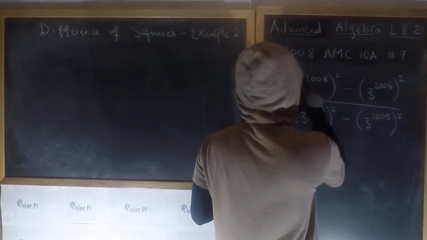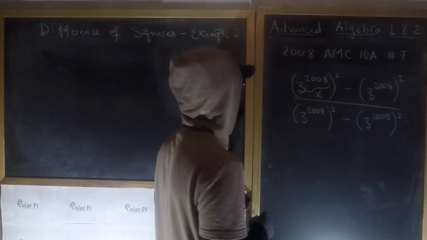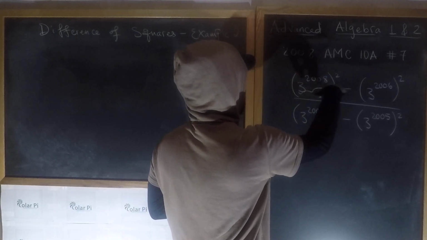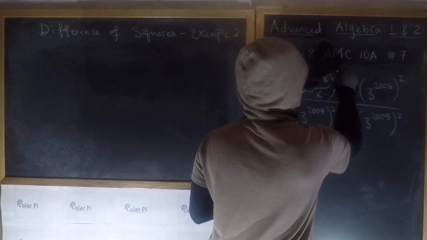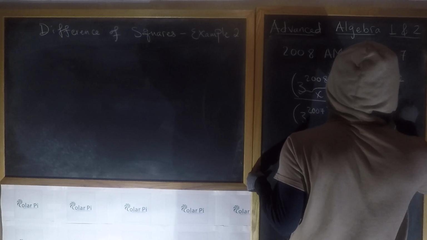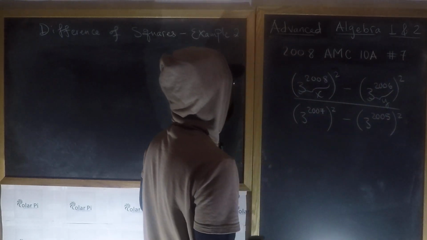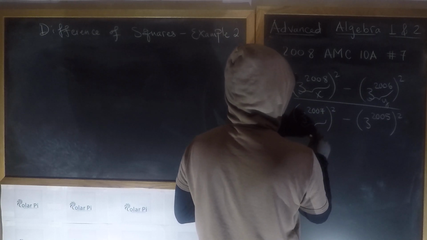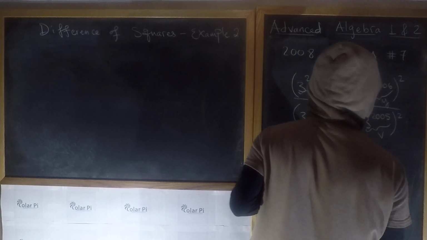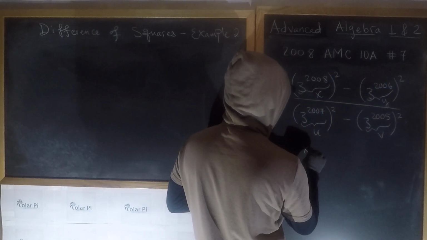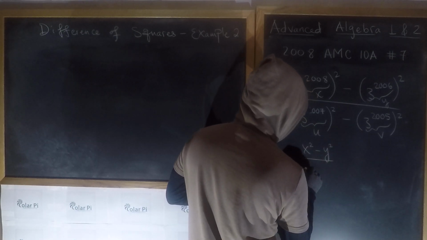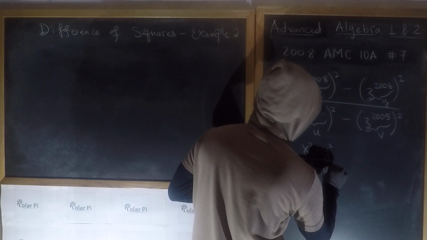How? Because if we say that 3 to the 2008 is x, then we've got x squared in this part. And if we say 3 to the 2006 is y, we've got x squared minus y squared in the numerator. Let's say that 3 to the 2007 is u, so u squared minus v squared. So we have x squared minus y squared over u squared minus v squared.